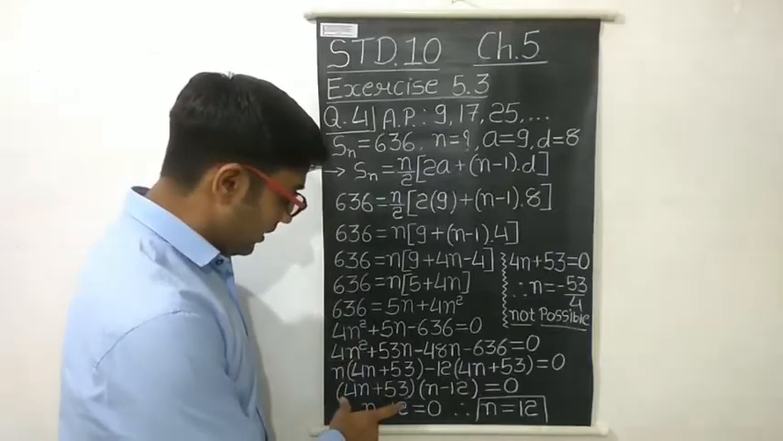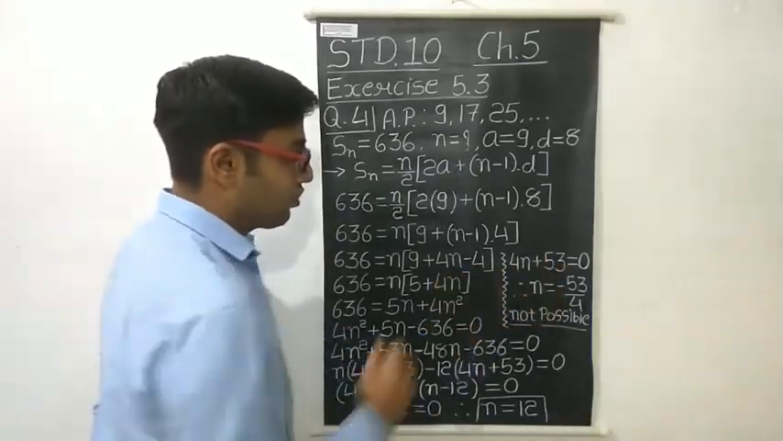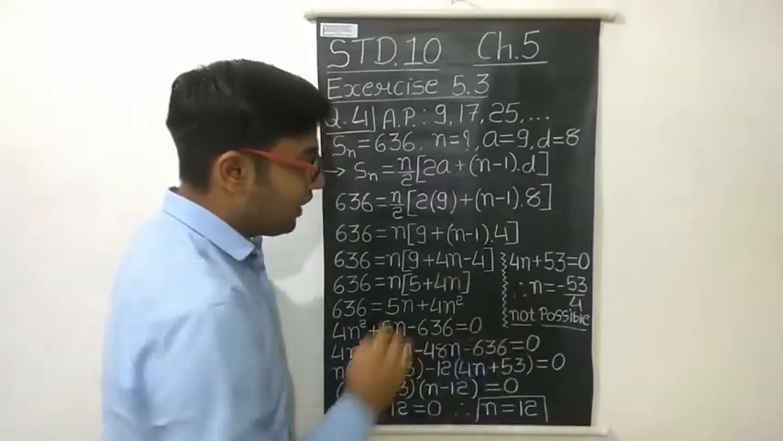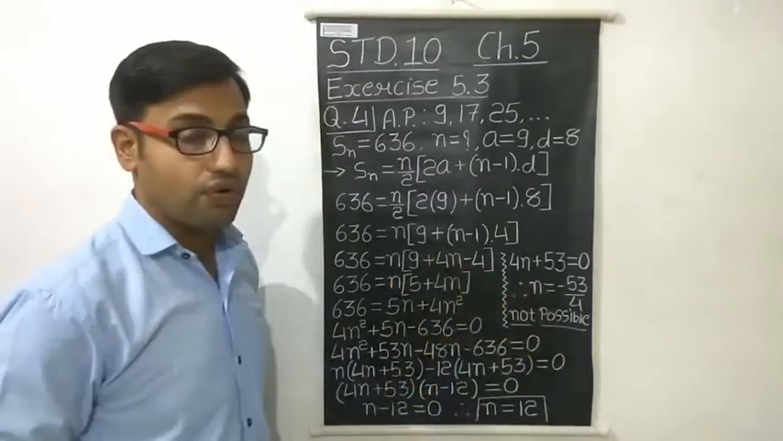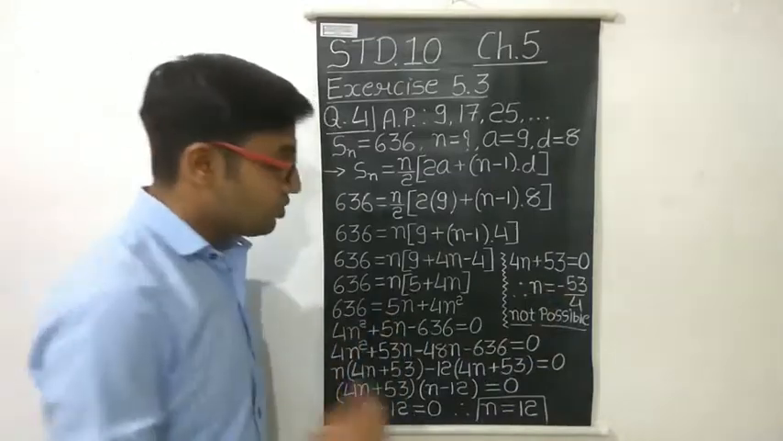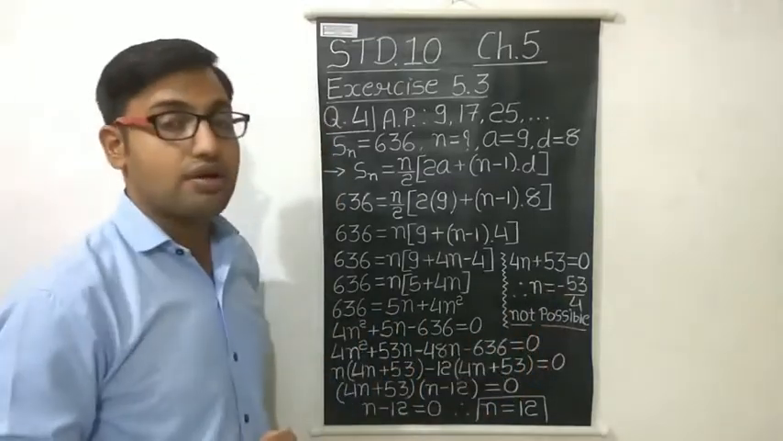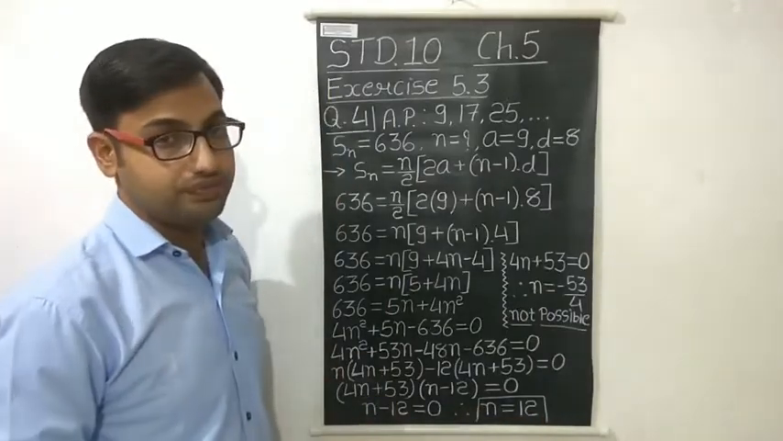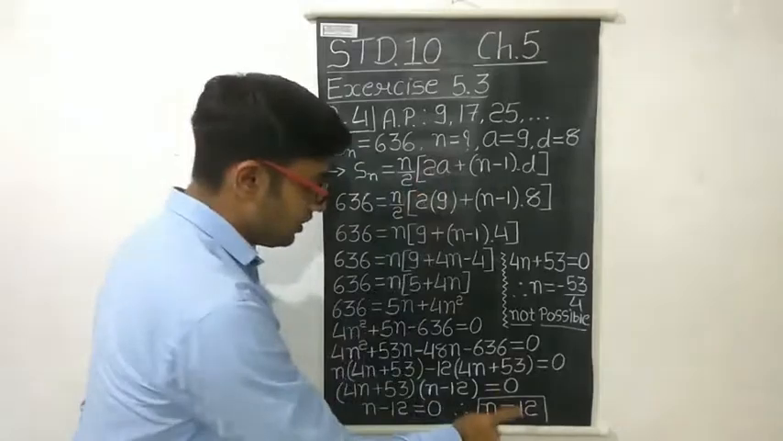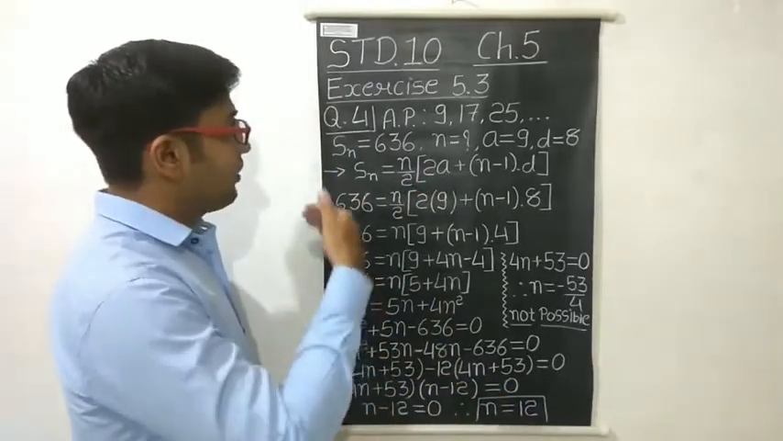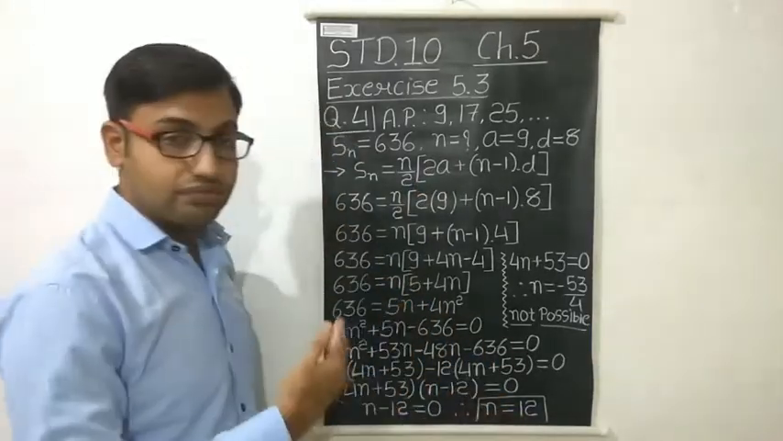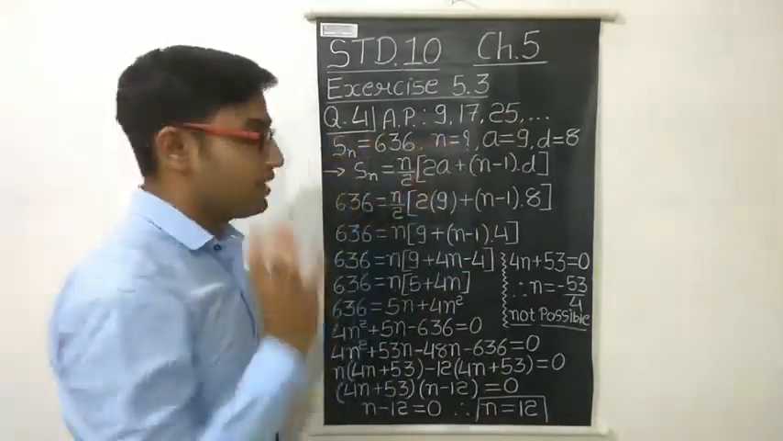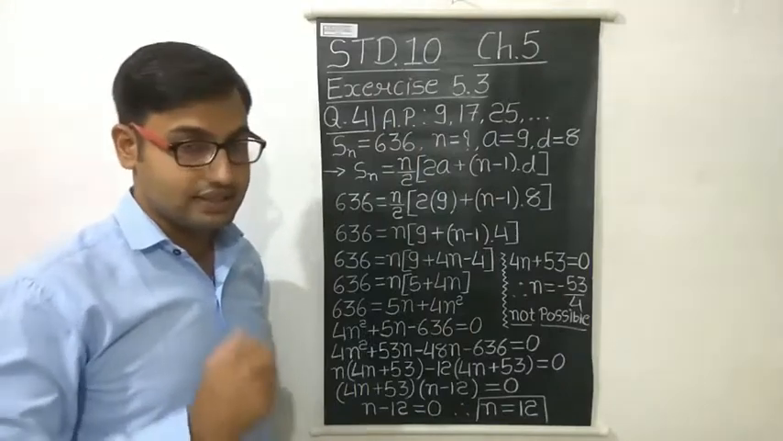Okay. The other bracket is 4n plus 53 is equal to 0. Compare it with 0, we will get the value of n is equal to minus 53 upon 4, and this is not a whole number, so this value of n is not possible. So the possible value of n is equal to 12. That means our answer is 12. So the addition of the first 12 terms of this AP is equal to 636.